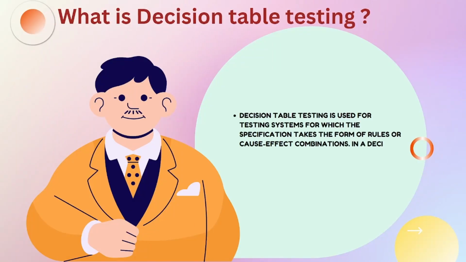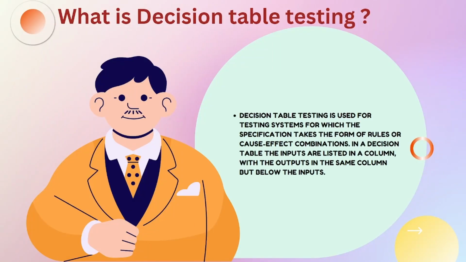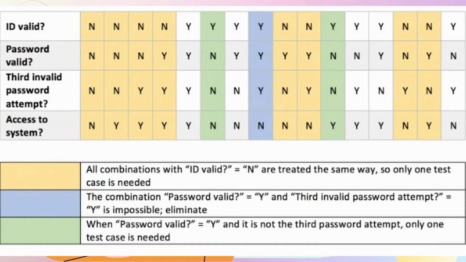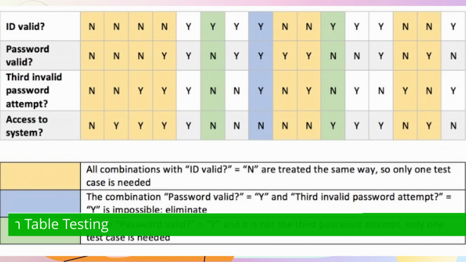What is decision table testing? This is a testing that is used for testing systems for which the specification takes the form of rules or cause-effect combinations. This is a testing around various input combinations. A typical decision table should have various inputs and outputs against each input.